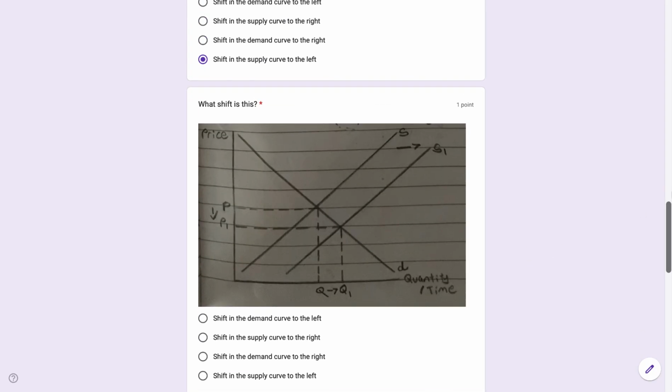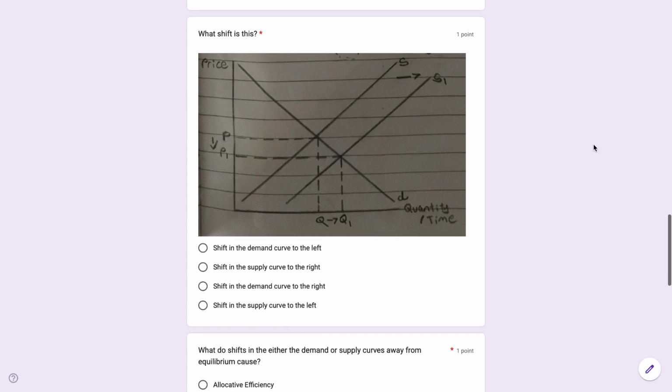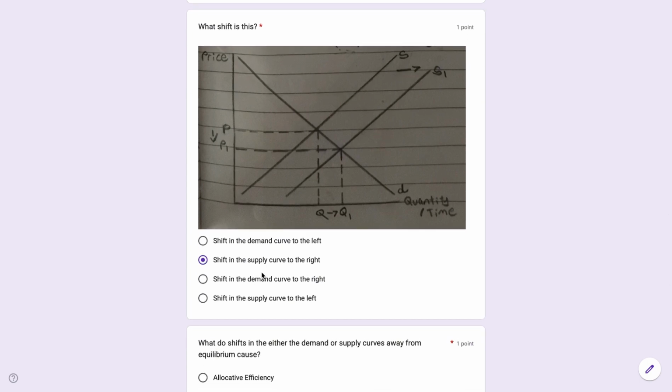Next, what shift is this? Now here we can see that the price is decreasing from P to P1, and the quantity over time is increasing from Q to Q1. So this is also interesting because now it's the exact opposite, which does make sense. So usually what happens when the supply curve shifts to the right, and that is the answer, it's the fact that because now there's an abundant amount of goods and services, firms decide to scale down the prices at which they're selling the goods and services, and as a result of these decreased prices, there's also an increased quantity demanded. So that's why it is a shift in the supply curve to the right.